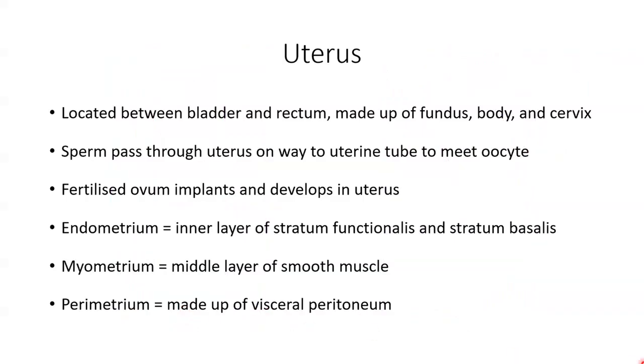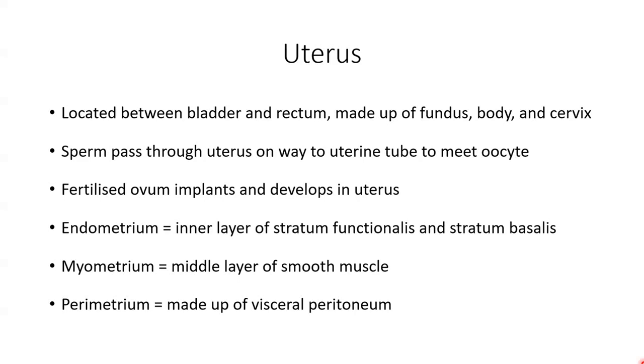So again, putting that into text for you, the uterus is located between the bladder and the rectum, and it's shaped a bit like an upside down pear. It's made up of the fundus, which is on top, the body, which is the middle, and the cervix, which is down the bottom and opens up into the vagina. Sperm pass through the uterus on the way to the uterine tubes in a bid to fertilise an ovulated secondary oocyte, which will then implant and develop into the fetus in the uterus if fertilised.